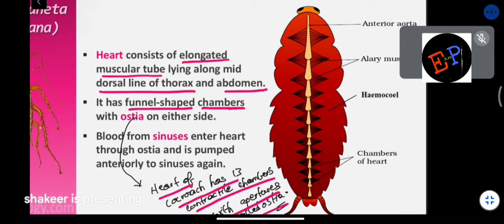And this heart again pumps the blood into the sinuses or the gaps, again with the help of ostia. This is what is happening. Are you able to understand? So blood from sinuses, meaning openings in the body, enters the heart through ostia and is pumped anteriorly to the sinuses once again. So sinuses pump the blood to the heart through ostia, and the heart will pump blood to sinuses again through ostia. So that is the arrangement of the circulatory system of this cockroach.